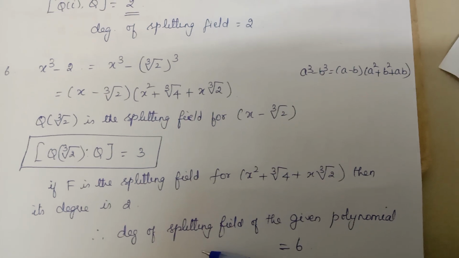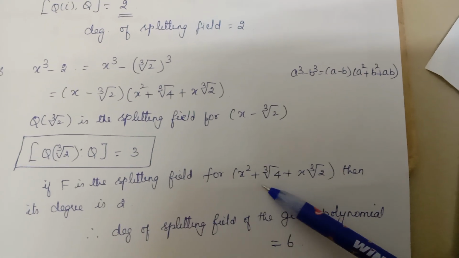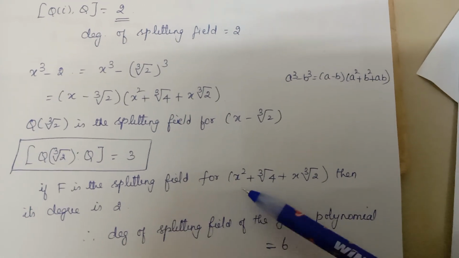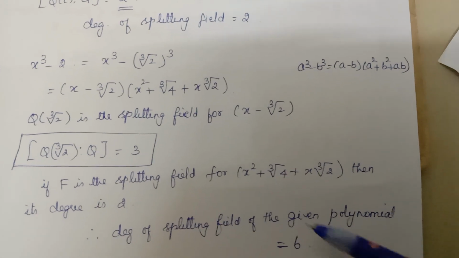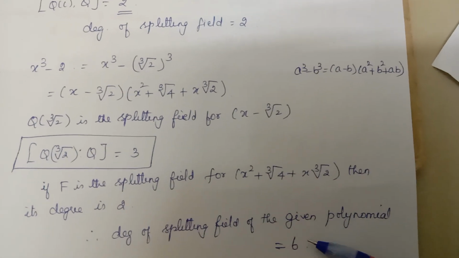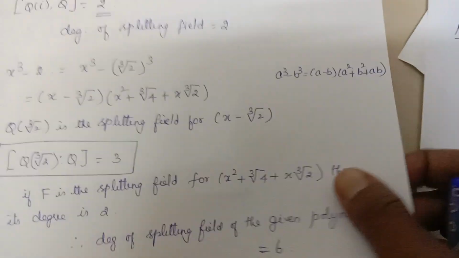Okay, the splitting field for this one is degree, what is the degree? 2, no? So it is 2. So 3 into 2 equal to what? 6. Okay. That's all. Thank you.